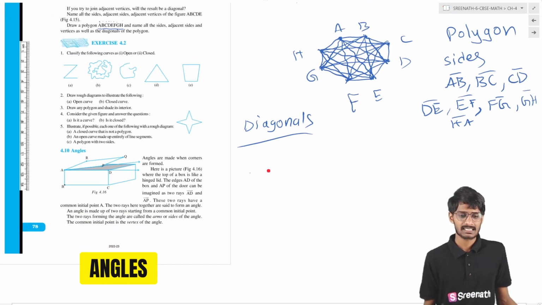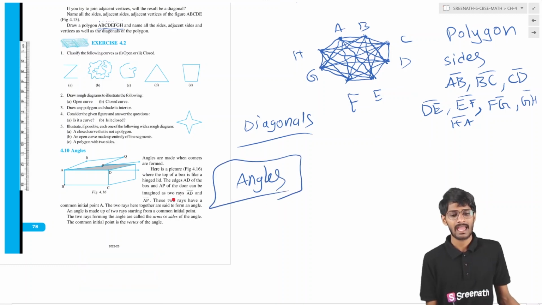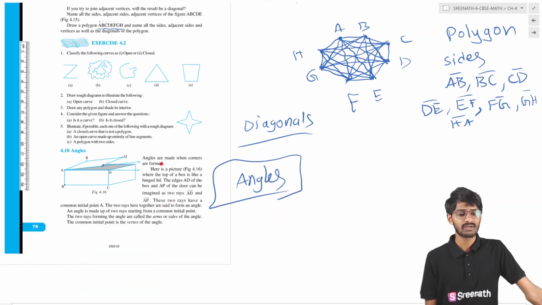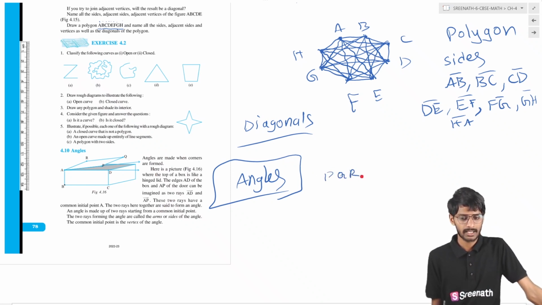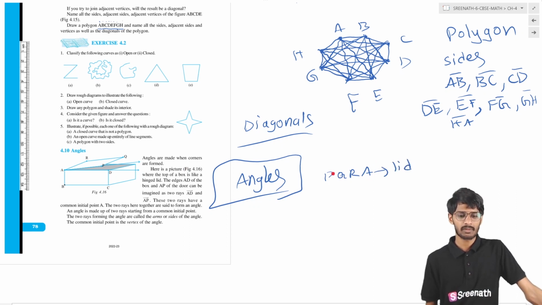Now we will discuss angles. What are angles? Angles are made when corners are formed. So where there are corners, there will be angles. Suppose this is a box and PQRS is the lid of the box, students.